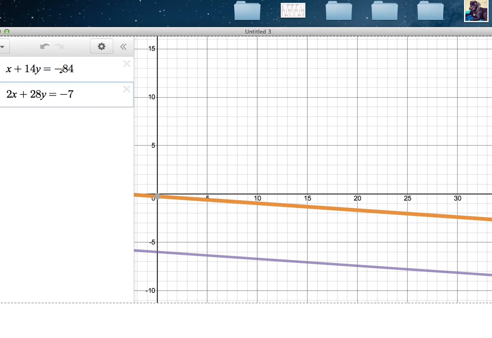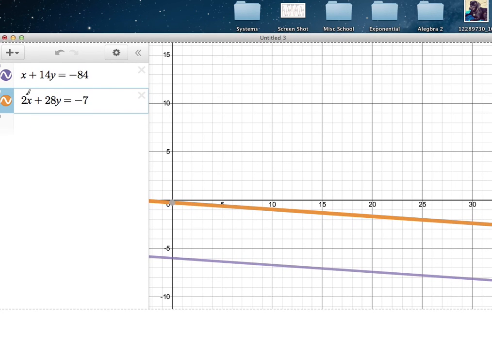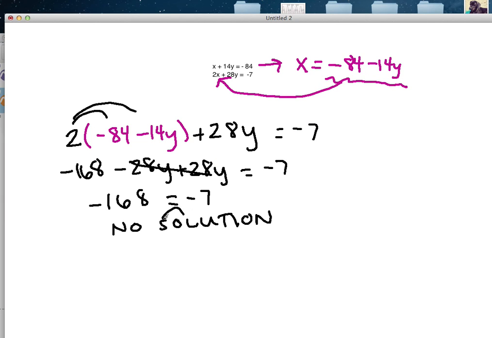So if we look, I plug them in and I graph them. Here, you can see it. The purple one is x plus 14y equals -84, down here, and then 2x plus 28y equals -7 is this orange line. So these are parallel lines, meaning they're never going to intersect, which is why it made sense that there is no solution. There's never going to be a place where they intersect. Okay, so this would be no solution.